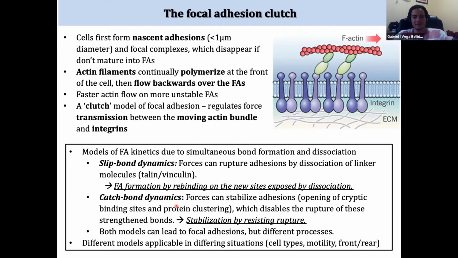I'm having trouble understanding the sentence: actin filaments continually polymerize at the front of the cell and then flow backwards over the FAs. What does flowing backwards over the FAs mean in this?